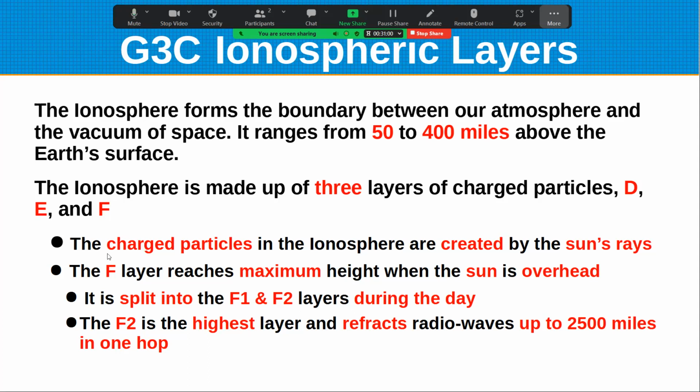And the F layer during the daytime kind of splits because you get so much ionization on the upper part of it. It normally rises to a little higher altitude and splits away from the F1 layer. So you see that demarcation between the two, and it disappears at night and tends to get a little thinner at night.